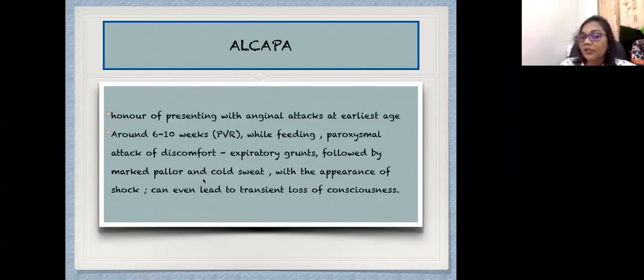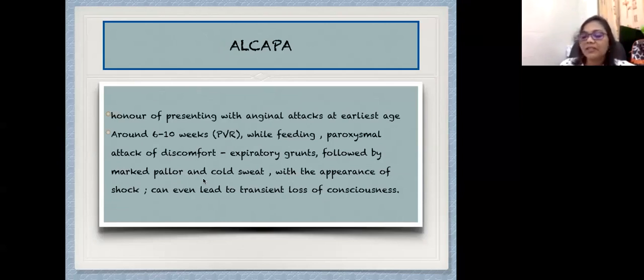So ALCAPA has actually the dubious honor of presenting like heart disease, which can present with angina attacks or similar episodes at the earliest stage. ALCAPA generally becomes symptomatic around 6 to 10 weeks of age when the PVR falls. And what happens is that while feeding, these kids can get paroxysmal attacks of angina-like discomfort. The infants manifest it by expiratory grunts, followed by sometimes marked pallor and cold sweat, an appearance resembling shock, or sometimes even loss of consciousness.